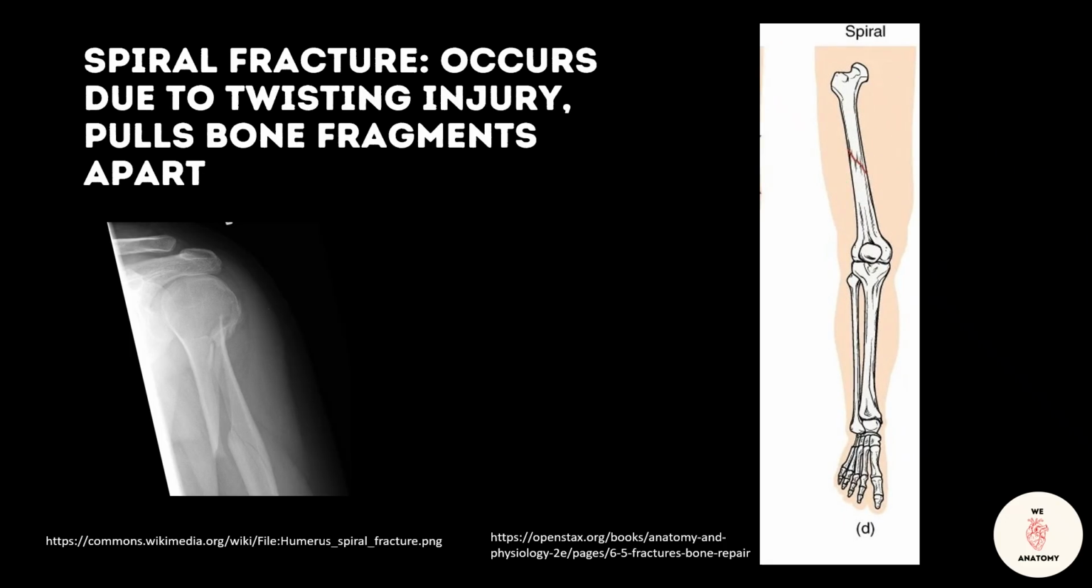Here we have a spiral fracture. Spiral fractures typically occur due to injuries that involve twisting of the bone. The fracture is then like a corkscrew that coils around the bone. You can see it in this drawing here, and then compare it to the spiral fracture of the humerus.